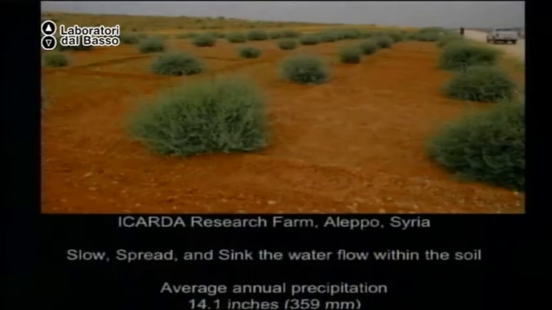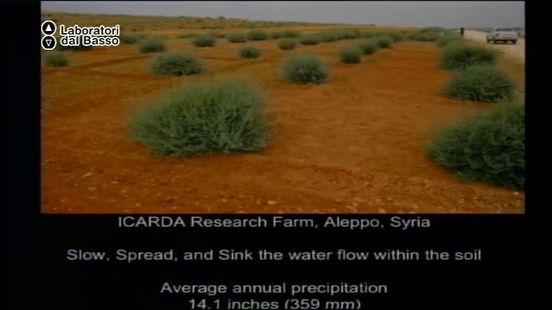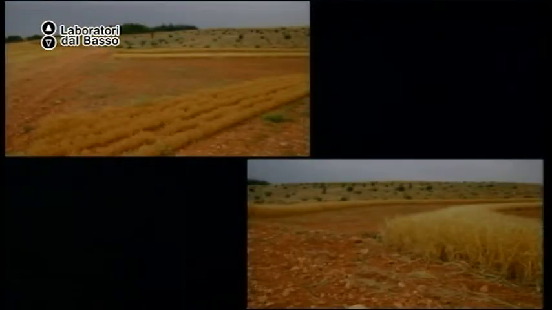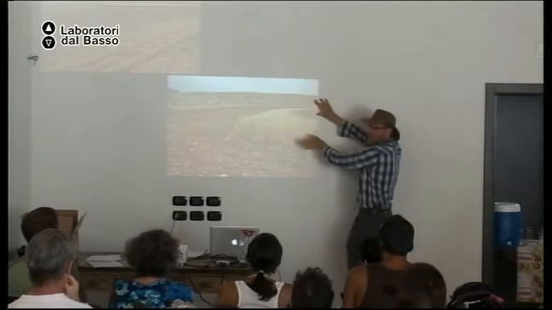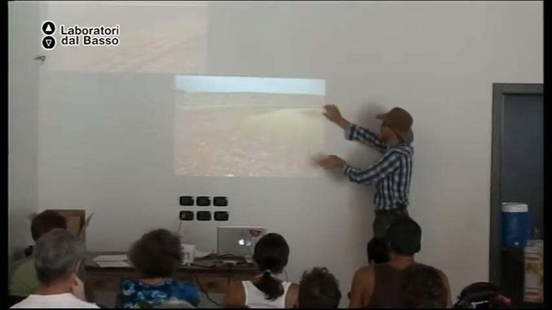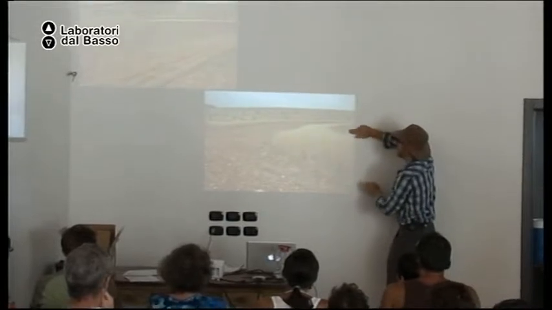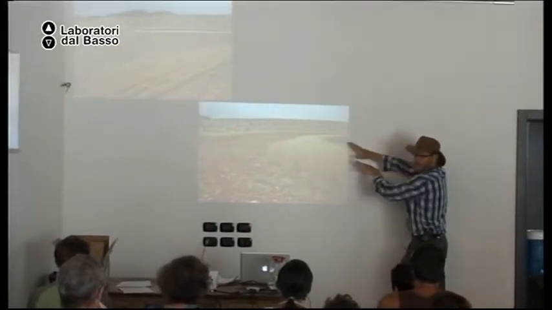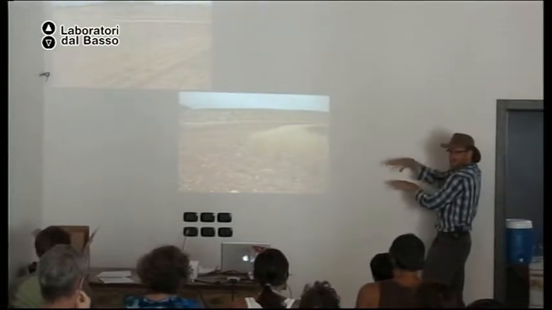And they get 359 millimeters of rain. For their fields, here it's wheat. Here it's garbanzo beans or lentils. They have an area of no plants that drains water to the contour planting of wheat. Then another bare area draining water to the next contour of wheat.